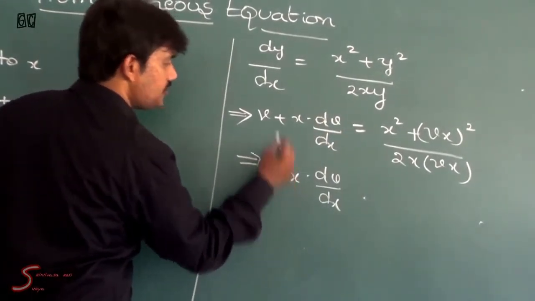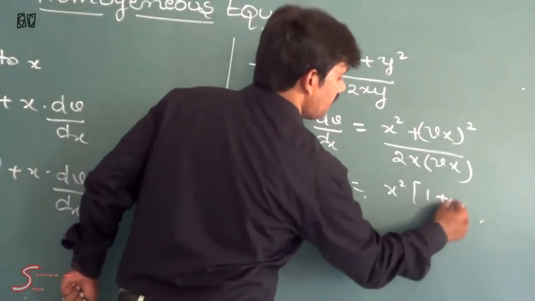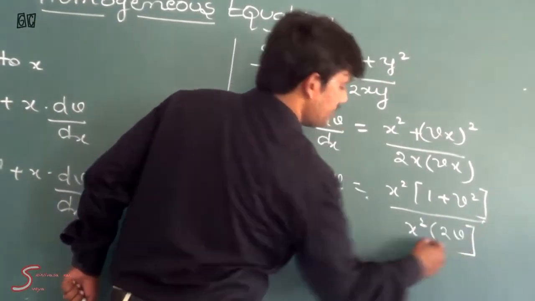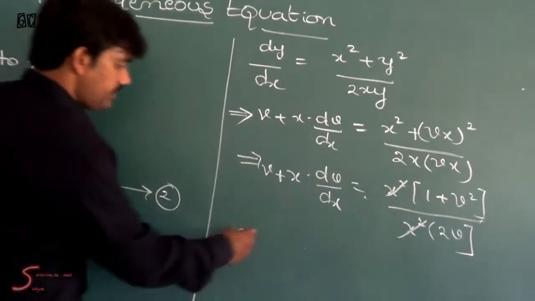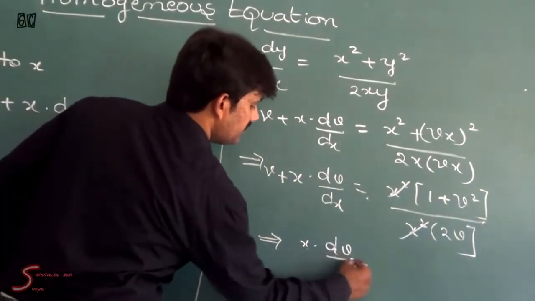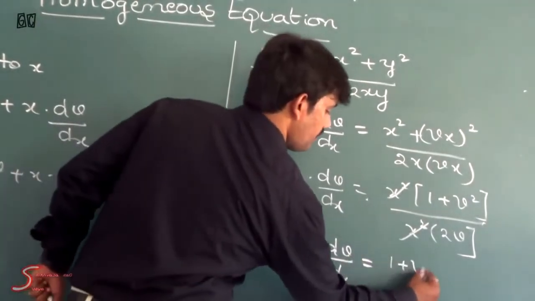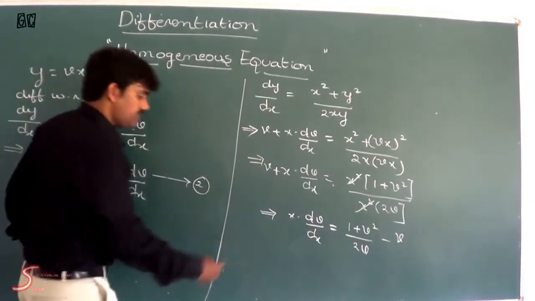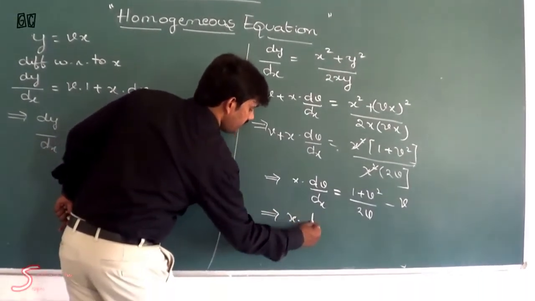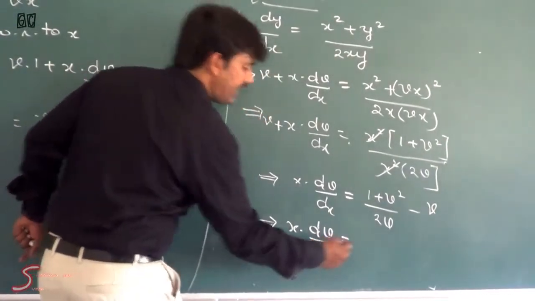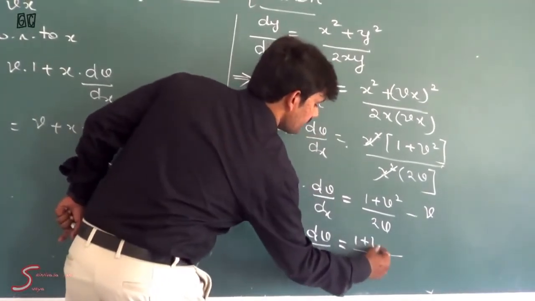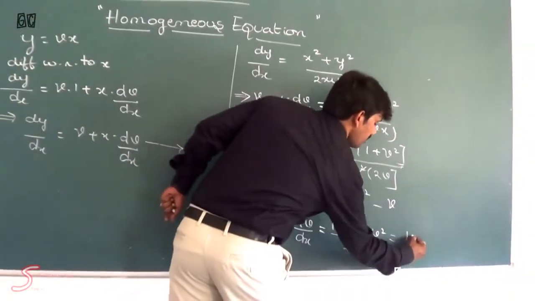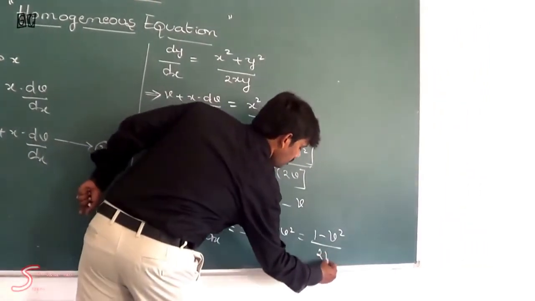Okay, I am going to write v as usual. That equals, I am taking x square as common, (1 plus v square) by, taking x common, that is 2v. x square into 2v, x square gets cancelled. So which implies x into dv by dx equal to (1 plus v square) by 2v. This v will become minus v here. So x into dv by dx equals, taking LCM as 2v, (1 plus v square minus 2v square). So obviously (1 minus v square) by 2v.